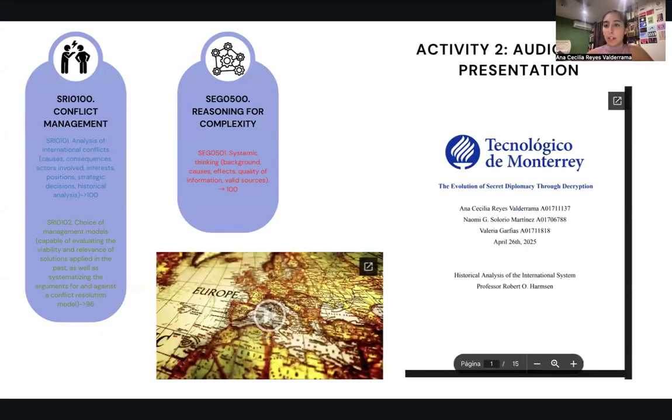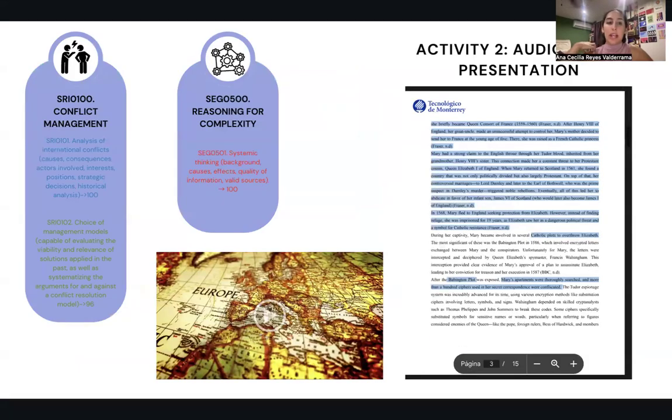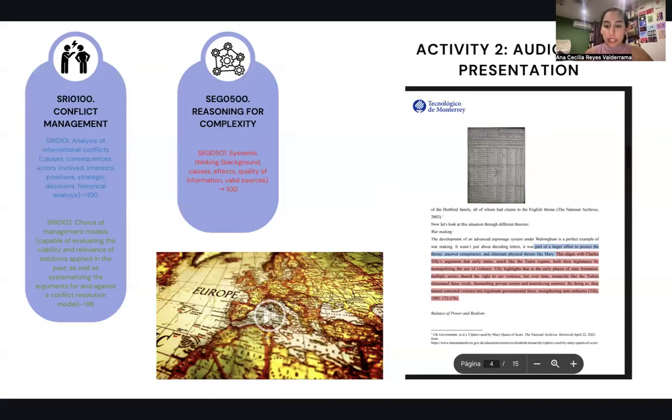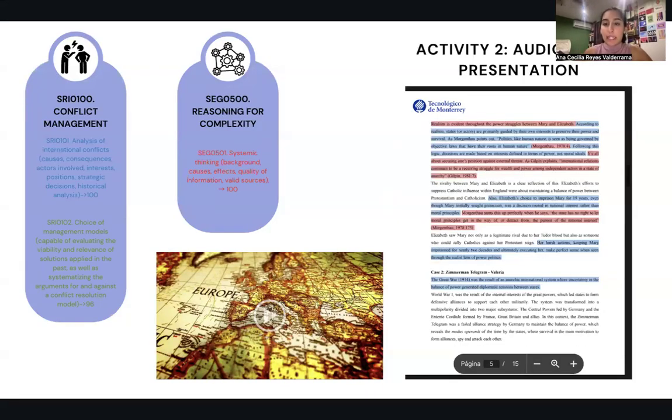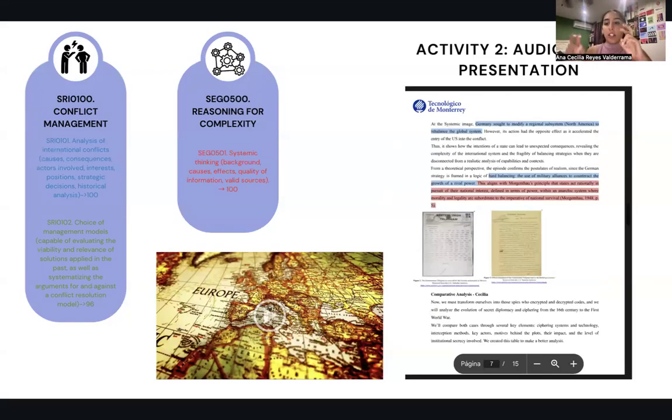Then the second was the audiovisual presentation. We talked about the evolution of secret diplomacy, and basically, I did the same in this document. First, we started with causes and consequences and everything for Mary Queen of Scots, and that's why I put 100 over there, because we explained all the actors that were involved during the conflict. Then, for example, for systemic thinking, we used Charles Tilly, realism, constructivism, and different theories, also principles of the Renaissance and Morgenthau to explain how all these actions were kind of justified.